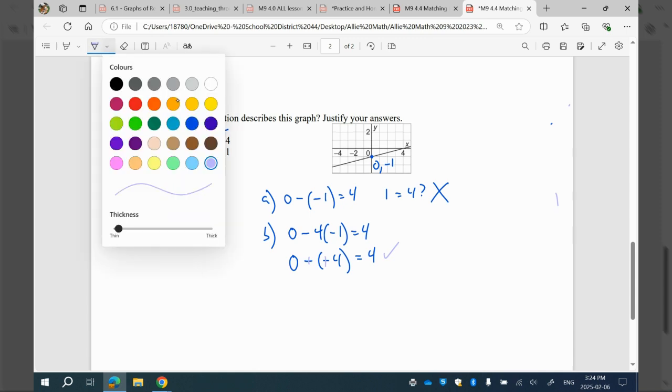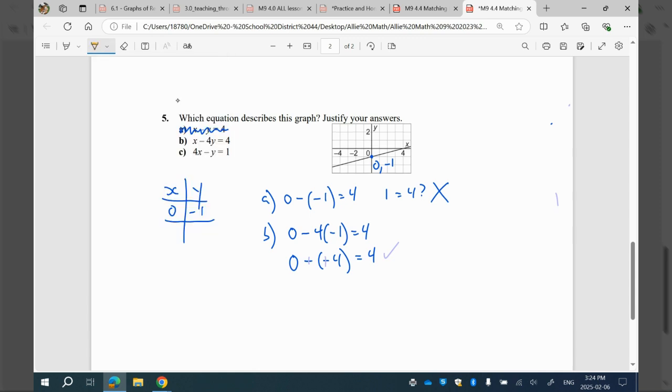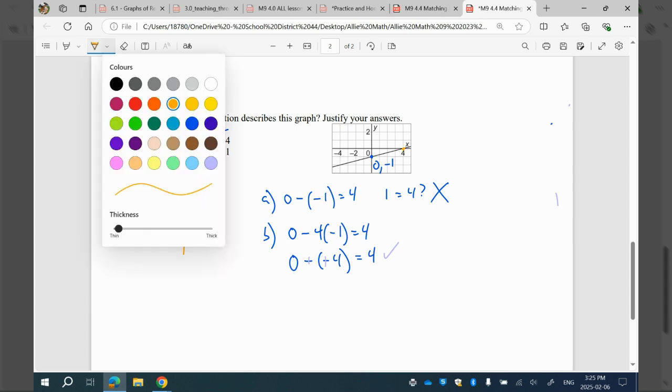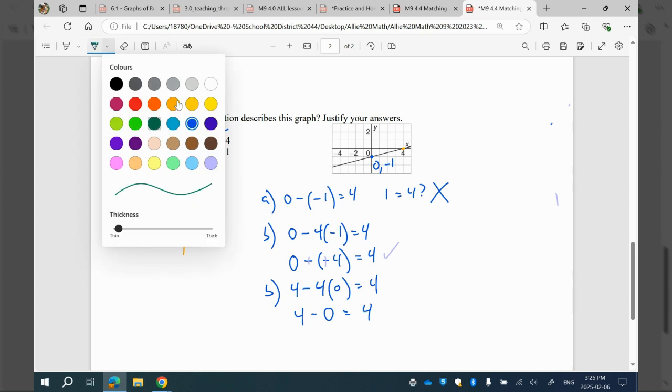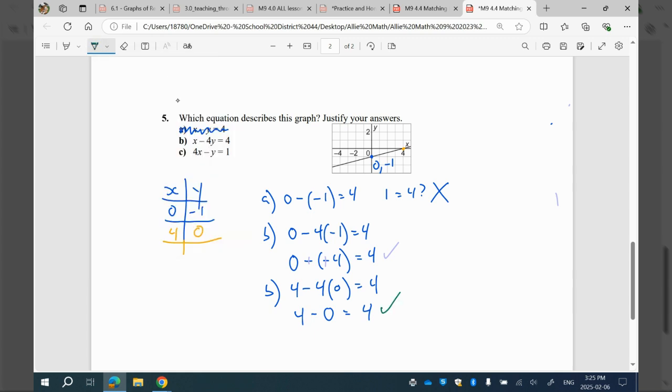Let's try now another dot and see if that one works. So here we have another dot. Looks like we got it at 4 and 0. And let's see if this works in our equation. So is it true, B, that 4 subtract 4 times 0 equals 4? So is it true that 4 take away nothing equals 4? Yeah, that is true. So it seems like we got 2 true ones for our second one. I'd say there's a good chance that that's the equation that describes our graph.